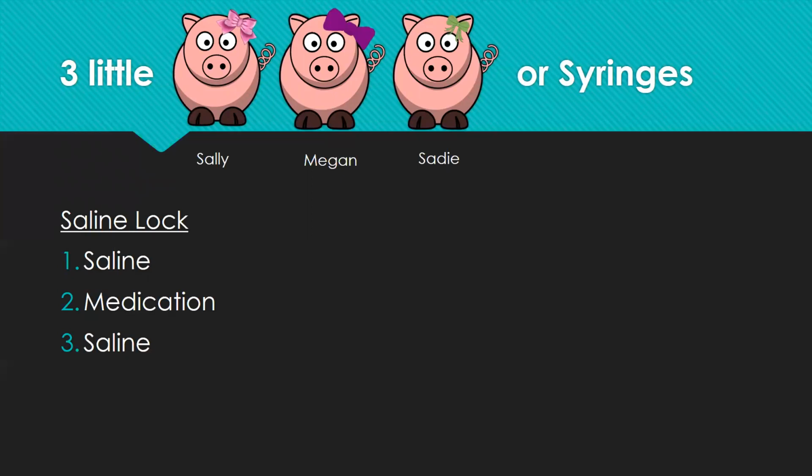Just make sure to check for a blood return and use the push pause method for clearing the line. Now, getting a blood return means that it's in the line, but sometimes you don't get a blood return, and that's okay too.